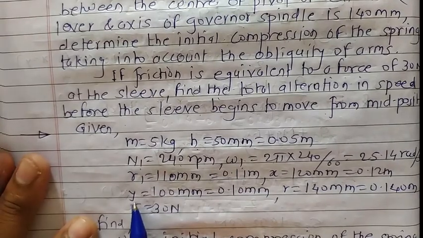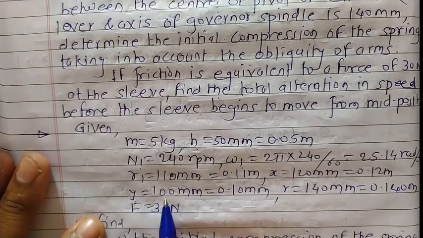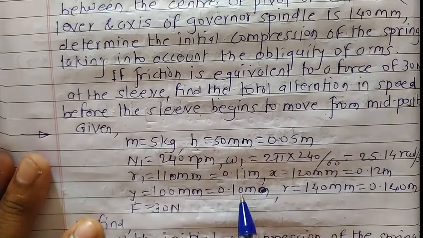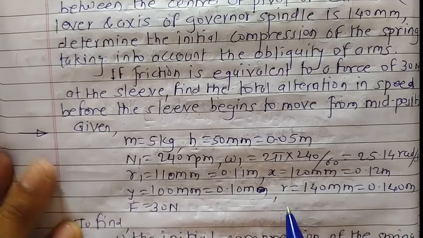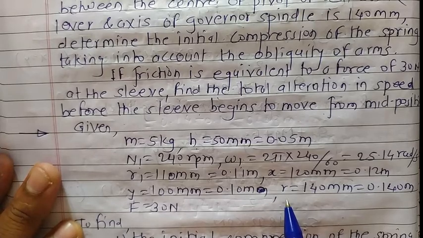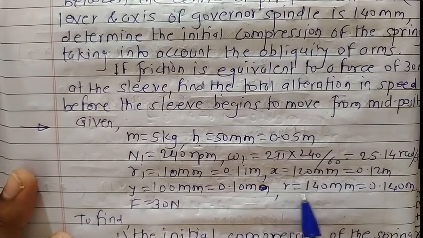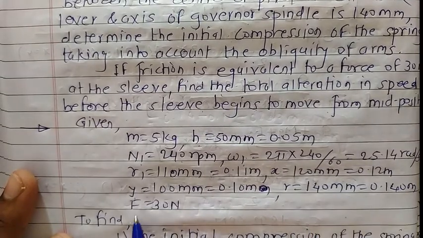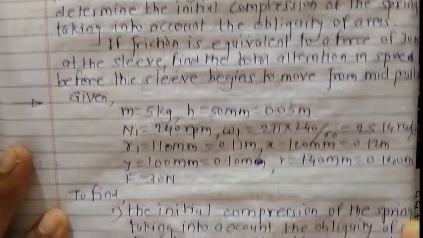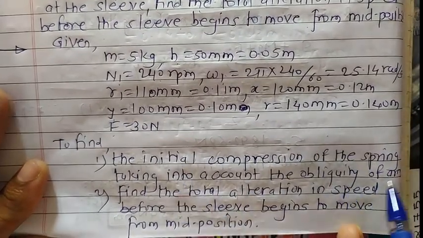Next, the sleeve arm, y equals 100 mm is given. Convert this into meter, so we get 0.1 meter. Next, the radius of rotation at the mid position is r equals 140 mm. The frictional force is F equals 30 Newton. Our target is to find the initial compression of the spring taking into account the obliquity of the arm.